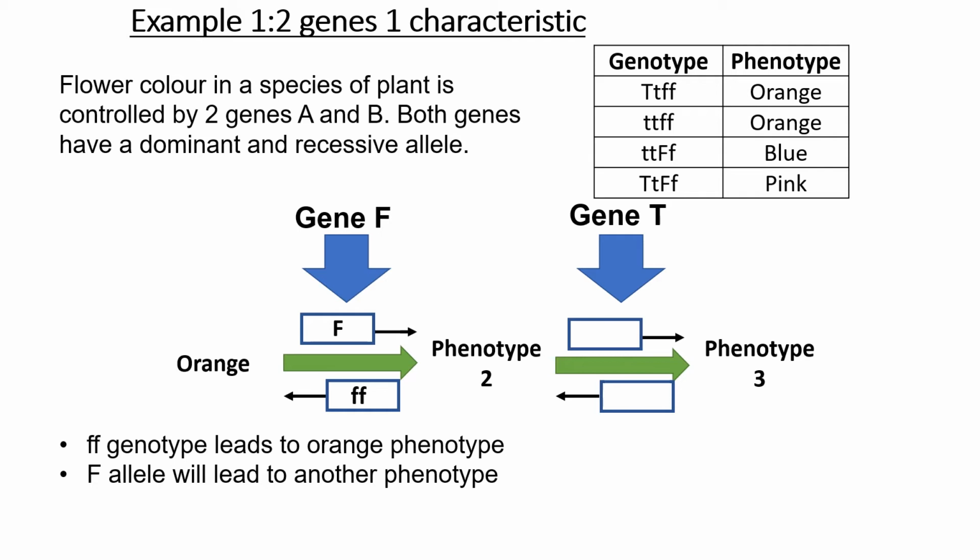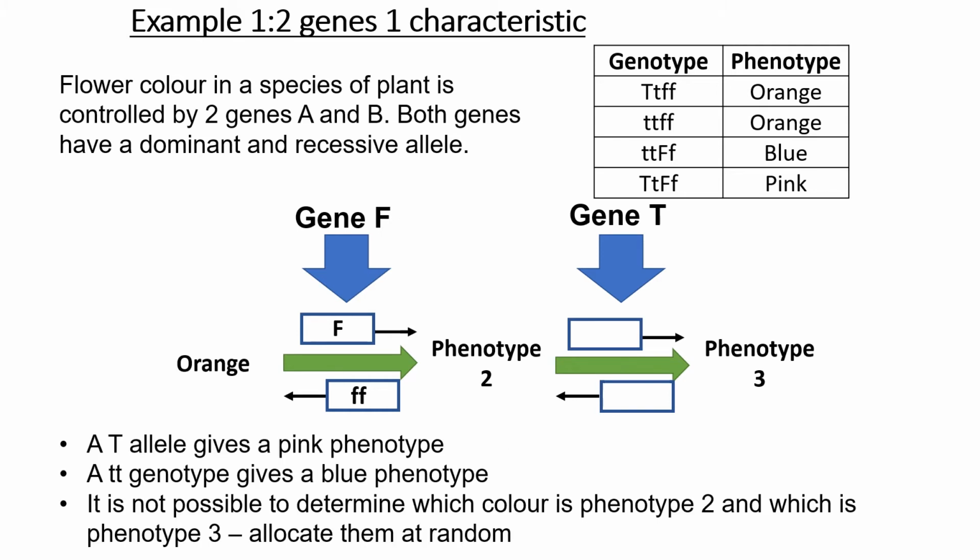Well, if we look up in the top right again at the different phenotypes, both the blue phenotype and the pink phenotype have a dominant allele for F. That would indicate that they're progressing on to phenotype 2. You need to have that dominant F. And again, by not having that, you can see both of the orange phenotypes have the homozygous recessive condition. So add that onto your diagram and then have a look at gene T.